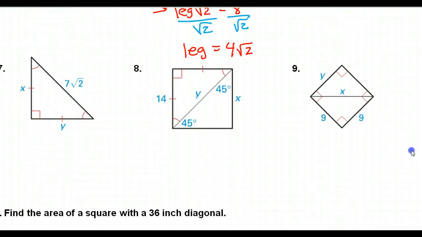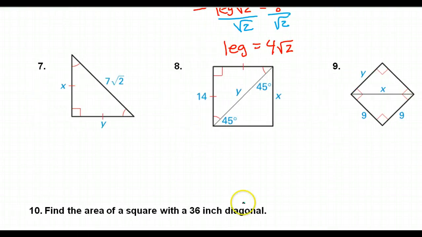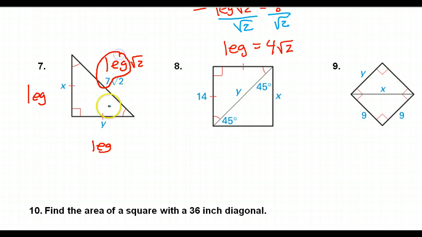Alright, number 7. Same thing. Leg, leg, leg radical 2. Alright, the leg must be 7. That means x is 7 and y is 7. Both legs are the same. Okay, so because it was 7, 7, 7 radical 2.